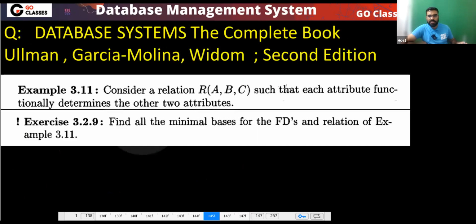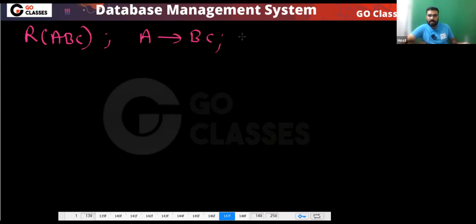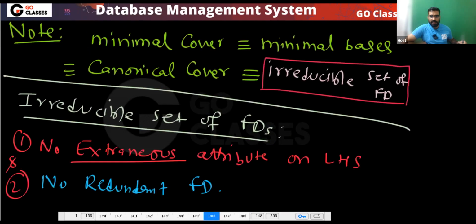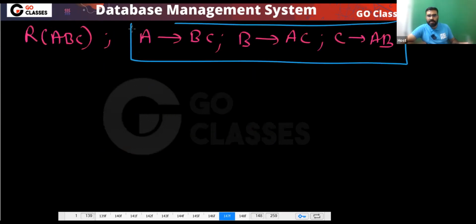Anyway, the question is saying that every attribute determines the remaining two attributes. The question is very simple. In the question R(A, B, C) is given, and the question is saying that A can determine BC, B can determine AC, and C can determine AB. You start from here. This is your FD that is given to you. This is the given set of FDs.